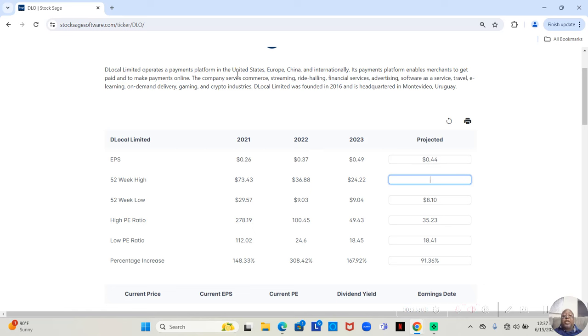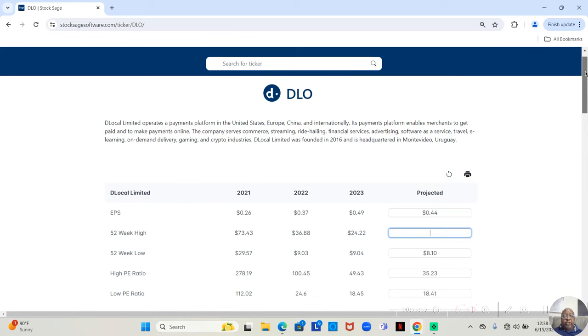dLocal Limited operates a payments platform in the United States, Europe, China, and internationally. Its payment platform enables merchants to get paid and to make payments online. The company serves commerce, streaming, ride sharing, financial services, advertising, software as a service, travel, e-learning, on-demand delivery, gaming, and crypto industries. dLocal Limited was founded in 2016 and is headquartered in Montevideo, Uruguay. So at the top, it's going to tell us what the company does.